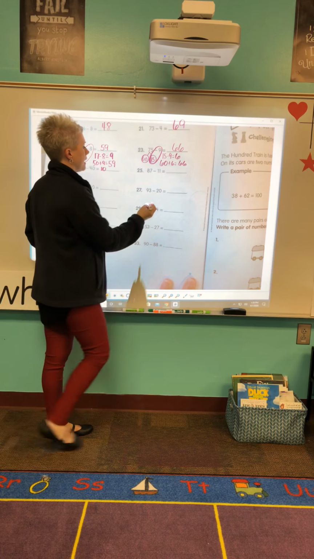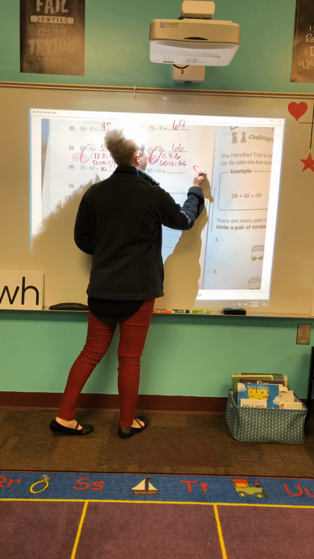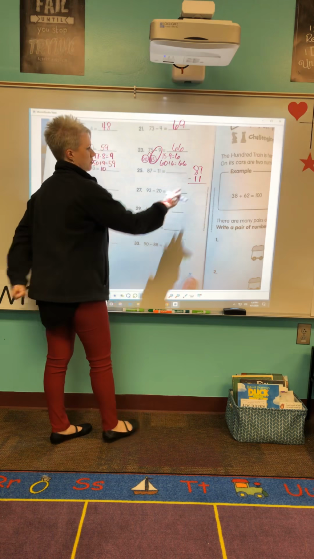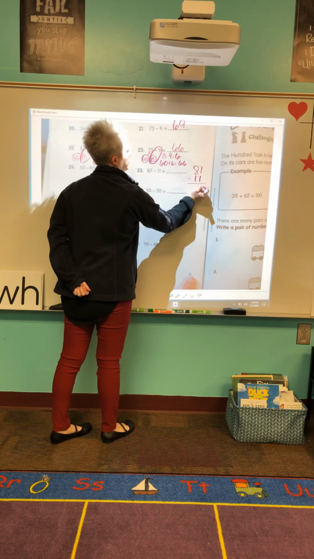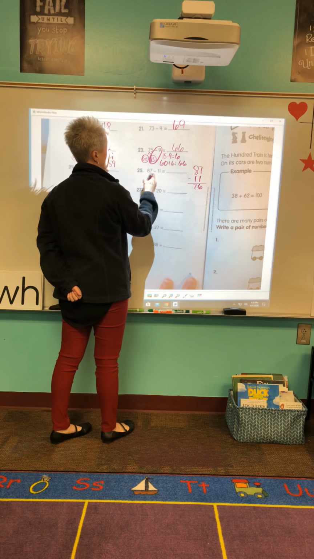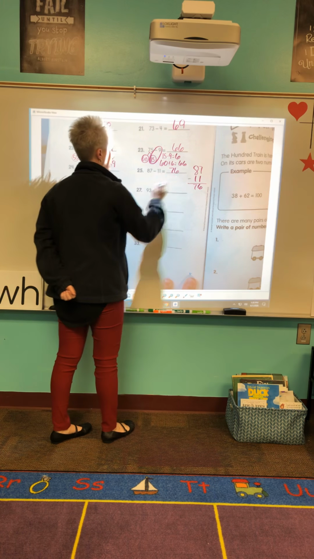87 minus 11. Let's stack this one up. We're not even going to have to regroup. What is 7 minus 1? 6. What is 8 minus 1? 7. 87 minus 11? 76.